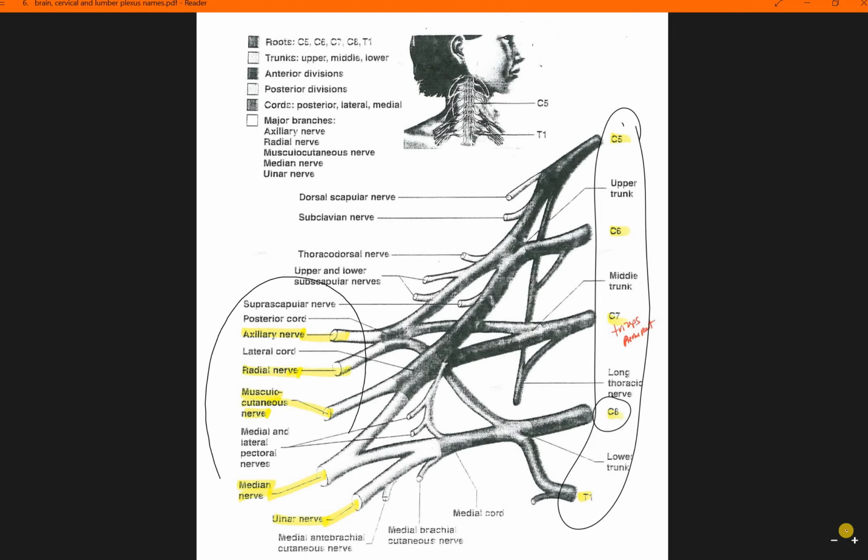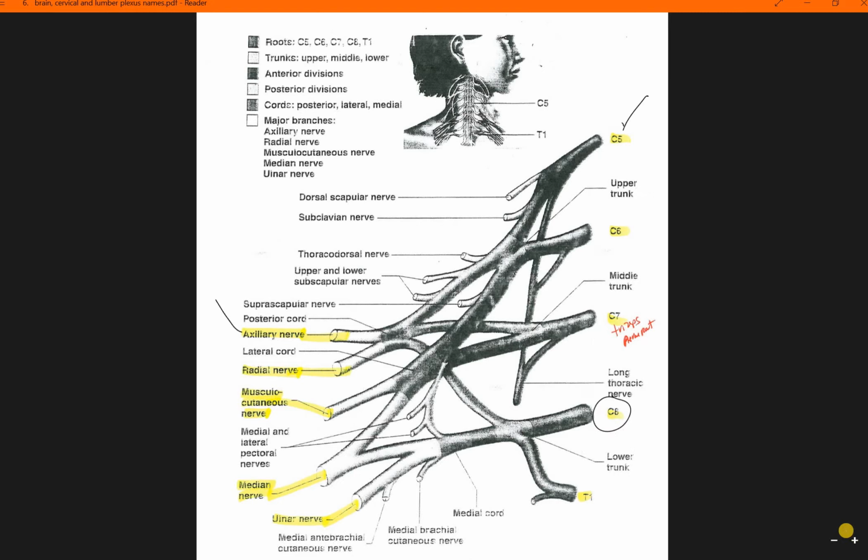And then over here we have AKAs. All right. So C5 and axillary nerve go together. C6 and part of radial nerve go together. C7 and radial nerve, and part of musculocutaneous. And then C8, now we're getting into median nerve and T1 ulnar.